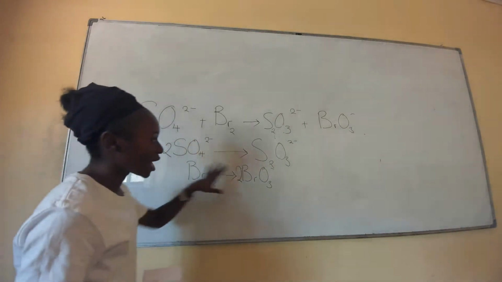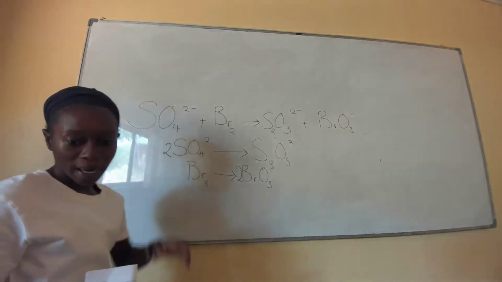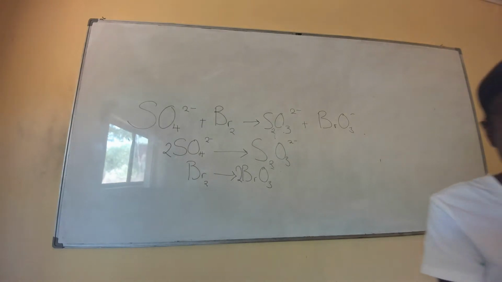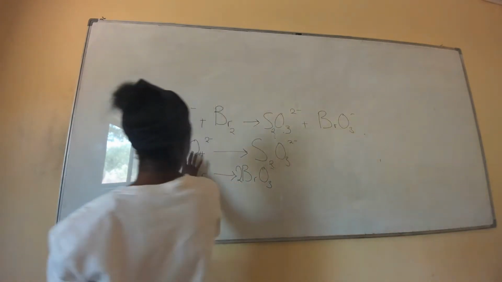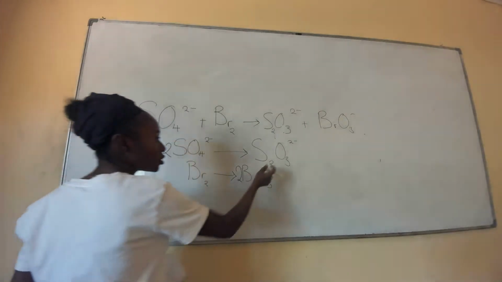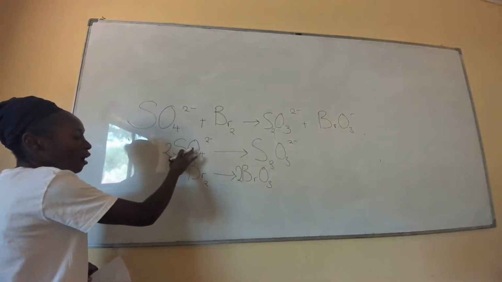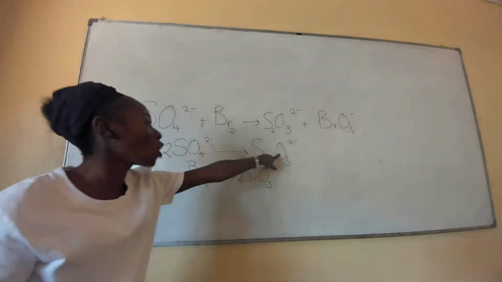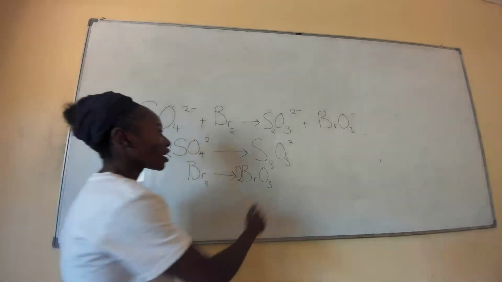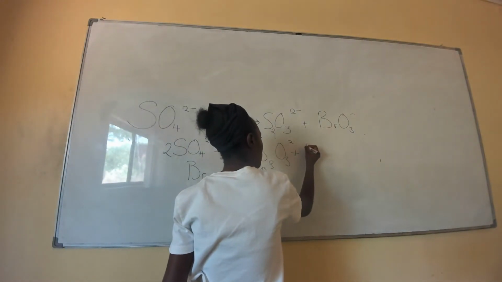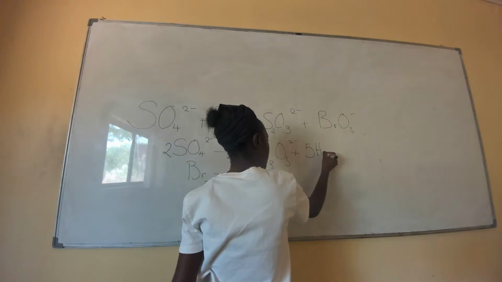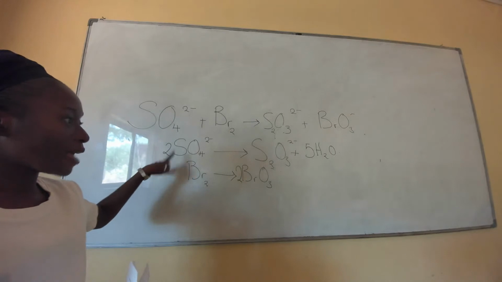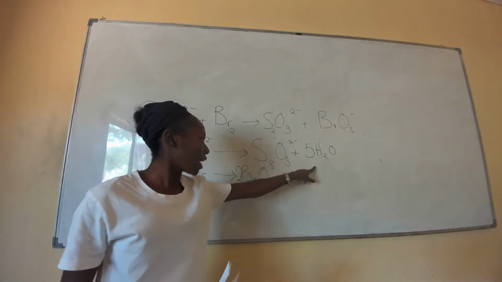We have balanced other atoms aside from oxygen, and now we are going to balance oxygen. To balance the oxygen, we are going to use water. Starting with our first equation, we have 8 oxygen atoms at the left-hand side and only 3 at the right-hand side. So we introduce 5 water molecules to make it 8 oxygen atoms at the right as well.